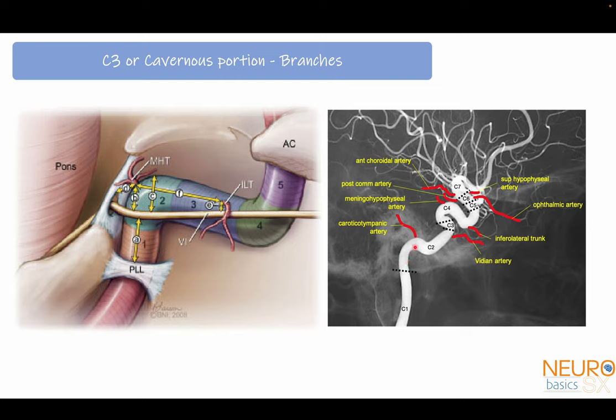As we saw, in the C2 or petrous segment, the important branches are the caroticotympanic artery supplying the tympanic cavity. And then sometimes you can have a vidian artery also supplying the vidian canal. The C3 is the lacerum segment, the C4 is the cavernous segment. And the important vessels, as we can see, from the posterior genu you have the meningohypophyseal trunk, and from the horizontal segment you have the inferior lateral trunk.